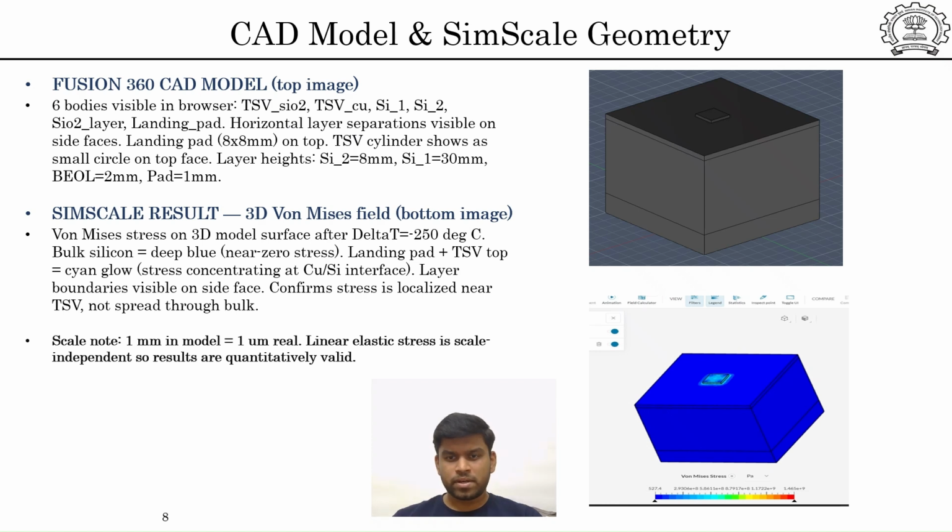So the gauge geometry consists of the bottom layer, which is the bulk silicon, above which there is a silicon layer called Si1, in which one cylindrical copper is there of radius 5 mm, and surrounding it is the SiO2 layer, which is annular in shape and has a 0.5 mm layer thickness. After that, above it is the SiO2 layer for the dielectric, and at the top of the geometry there is a landing pad of dimension 8 by 8 and 1 mm thickness.